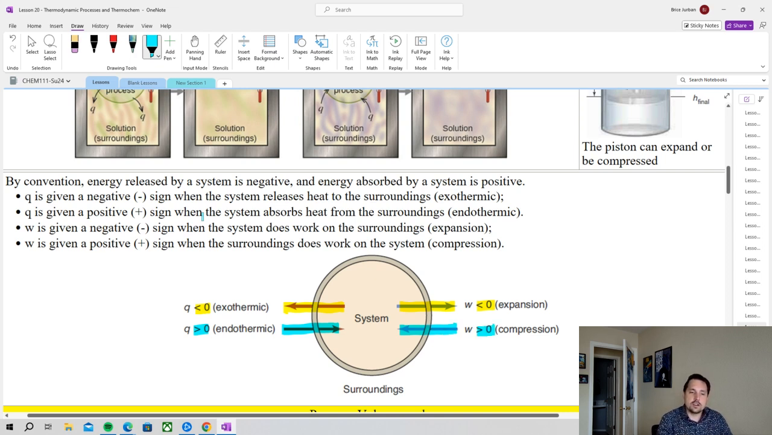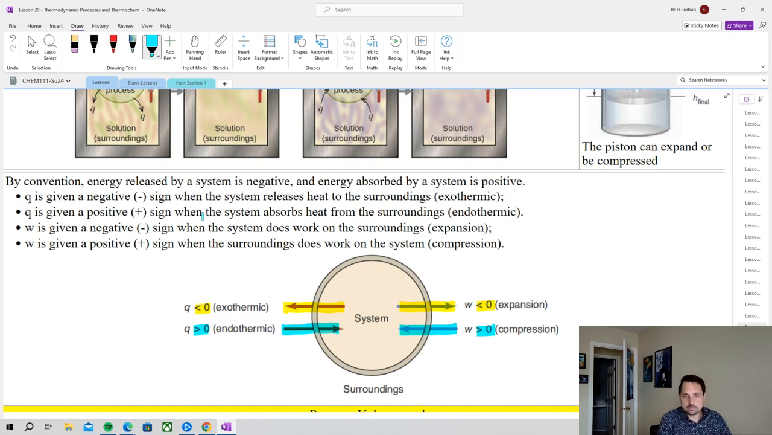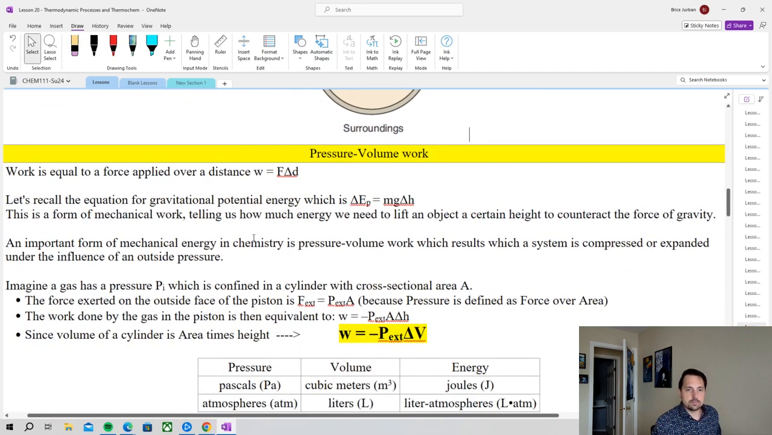If we're specifically talking about heat processes, when the system releases heat, that's exothermic. When it absorbs heat, that's endothermic. When the system does work on the surroundings, meaning it expands, that's going to be a negative value. And when the system is acted on by the surroundings, it's compressed, that gives more energy to that system. Okay, so keep that in mind as we go through the next couple of problems.